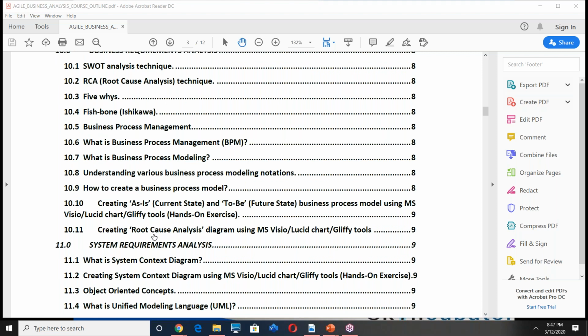And as I already said, we will be doing the root cause analysis using all of these tools, MS Visio, Lucidchart, Gliffy, and all the BPM related topics will be done using MS Visio. And I also added a couple more tools in the last session, which will be draw.io. Of course, we can also use Lucidchart or Gliffy. Sometimes if people are using Mac, MS Visio is not compatible with Mac, so we may want to use Lucidchart or Gliffy.